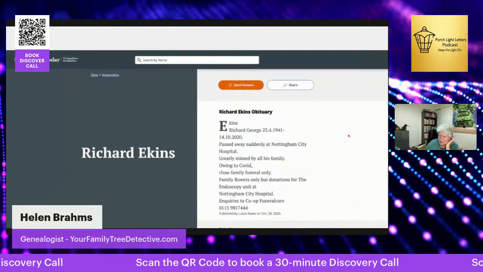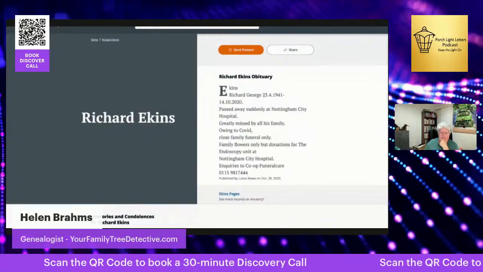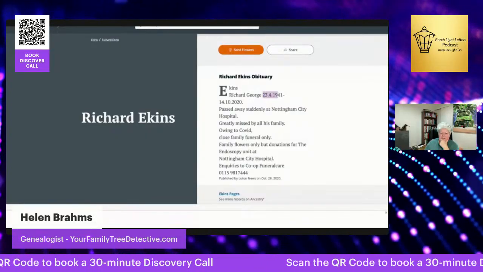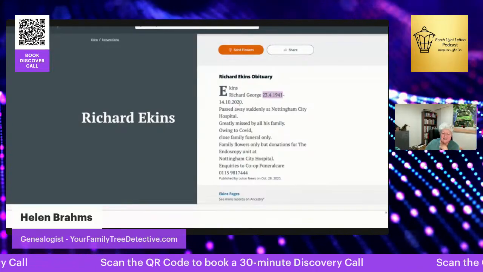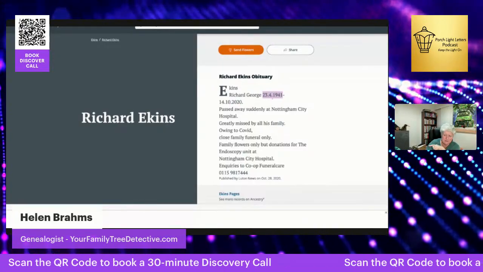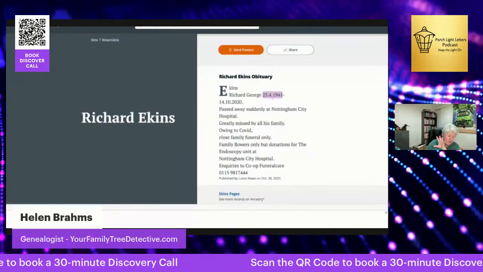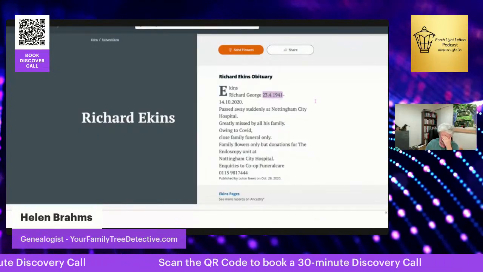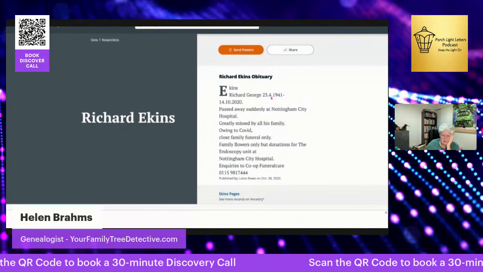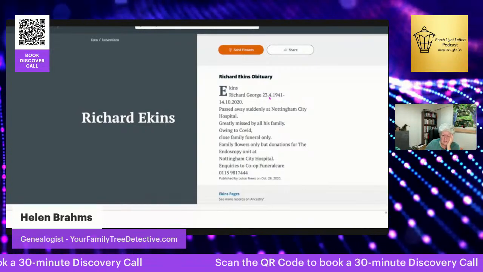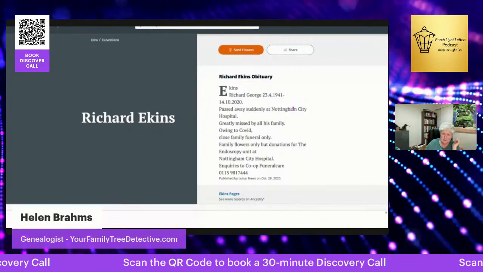We've got Eakins, Richard George. Now, notice the dates. For you Americans, this is day, month, year. Day, because it's 23-4. You don't have a month 23. In genealogy, things are typically written day, month, year, and we prefer the month to be written in full, so there is absolutely no confusion.